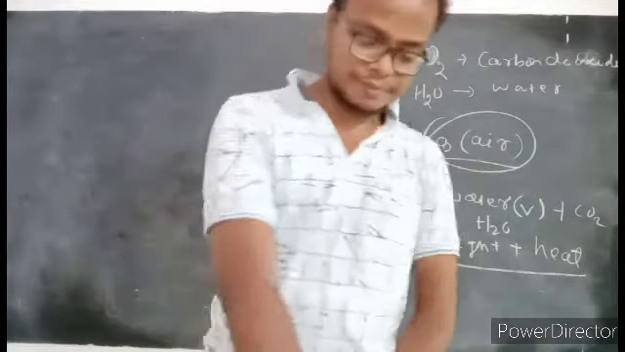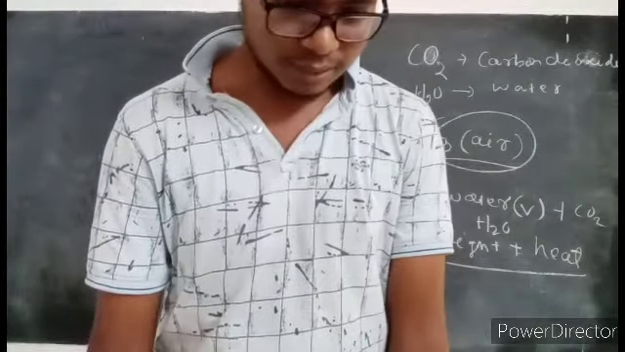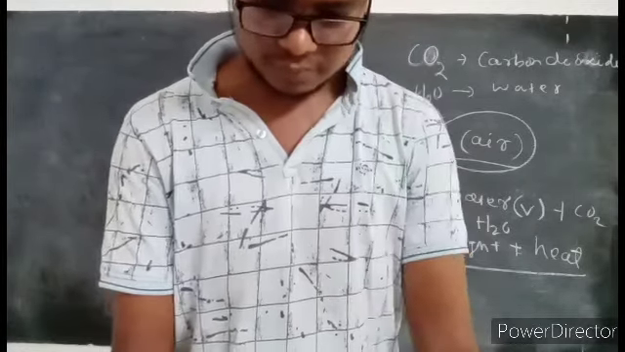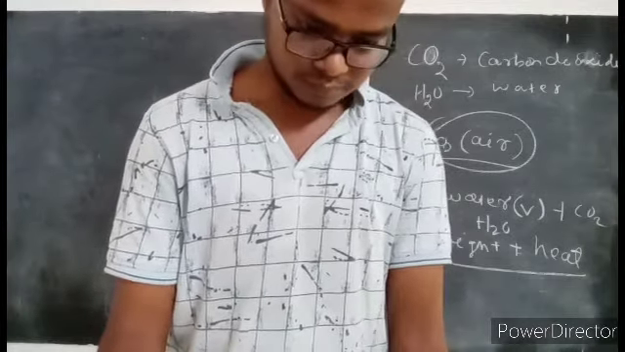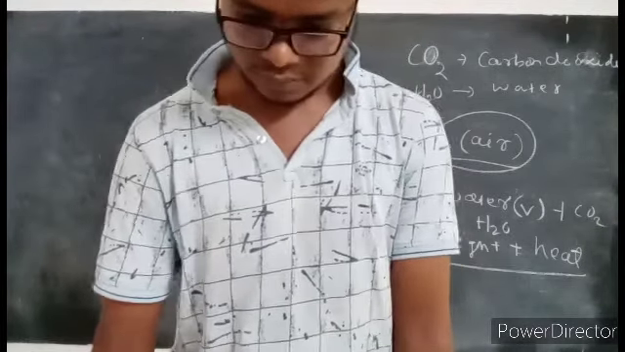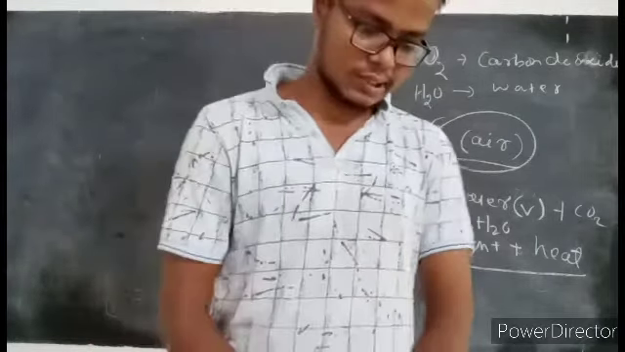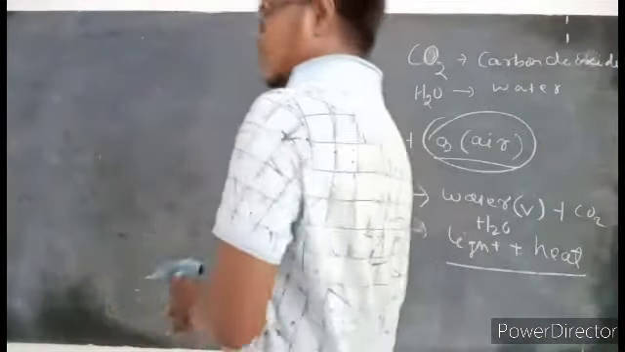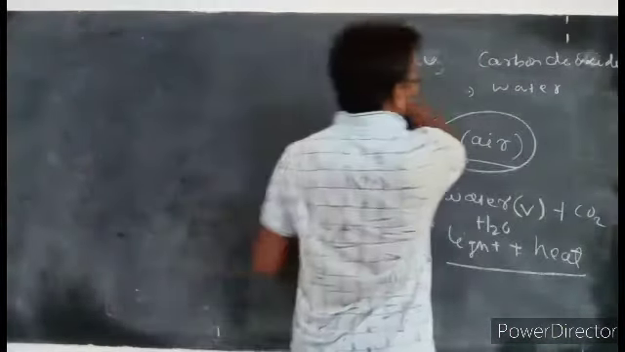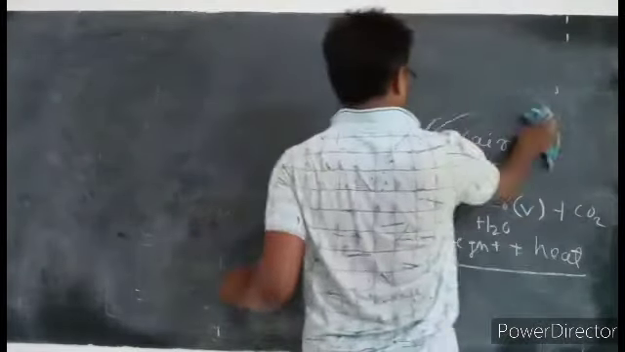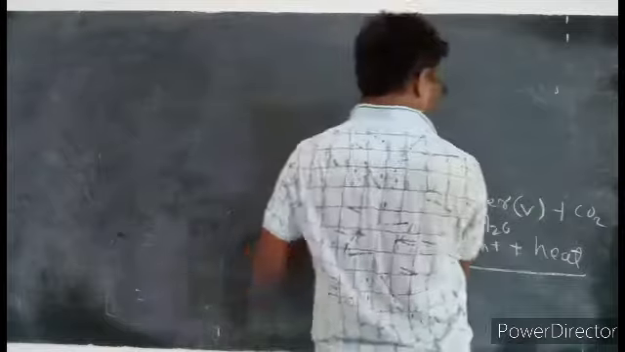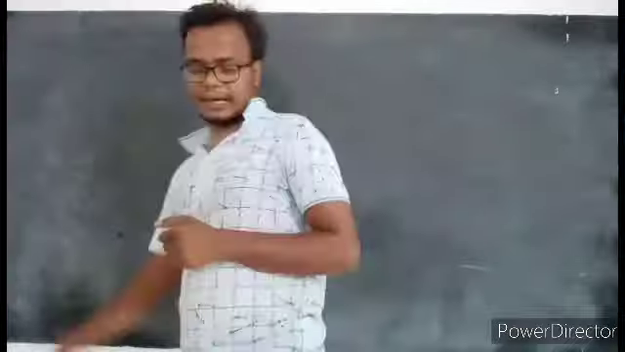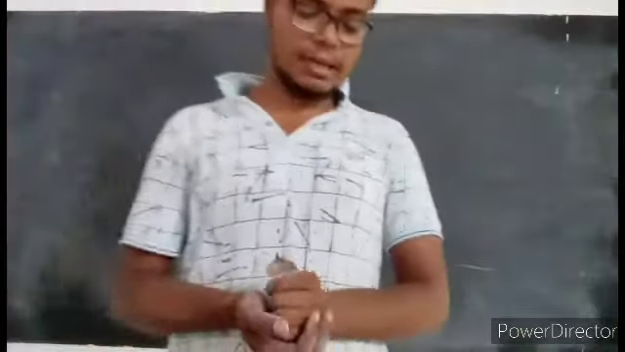Okay, now we will come to rusting. Rusting is a kind of chemical change. Again, it is undesirable. We don't want rusting. So, rusting of iron is a chemical process.